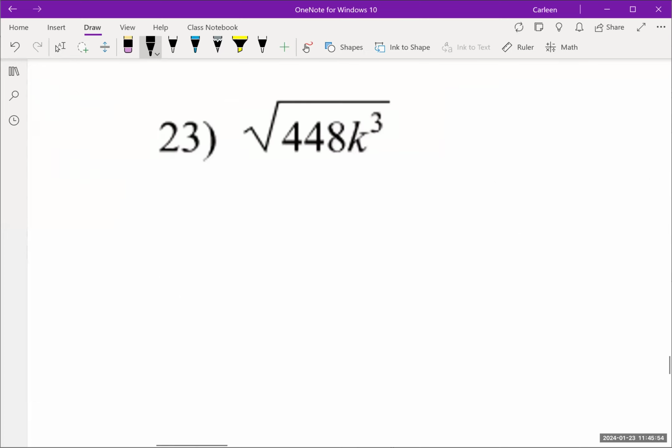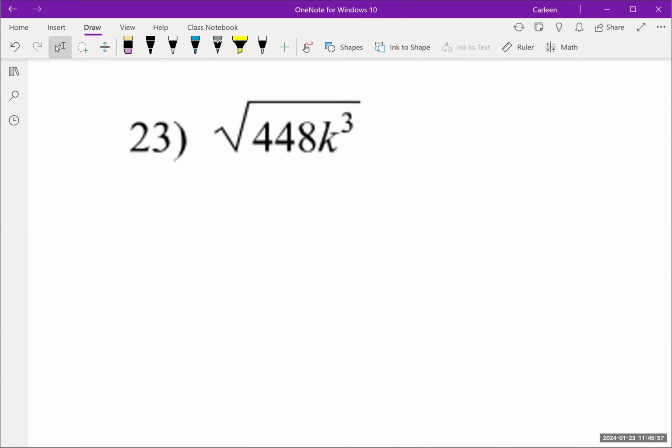Okay. 23. Eek. Let's see. 448. Okay. Let's take the perfect squares. 1, 2 squared is 4, 3 squared is 9. 4 squared is 16, 25, 36, 49, that's 7. 8 is 64, 9 is 81, 10 is 100.